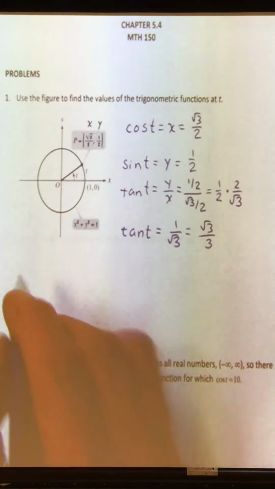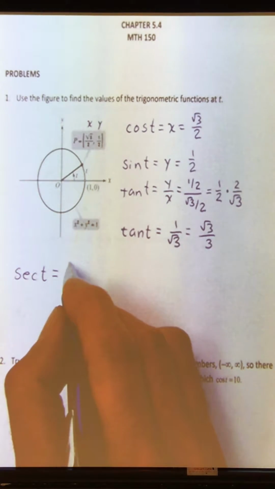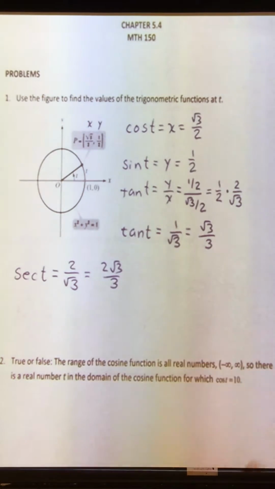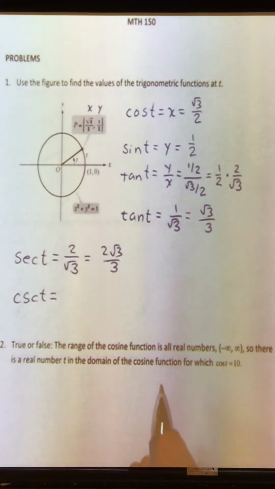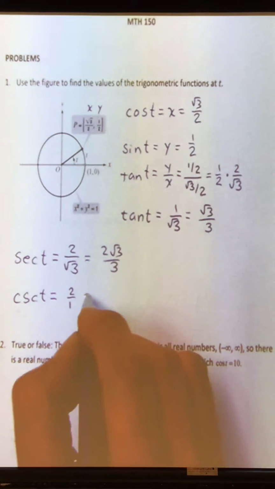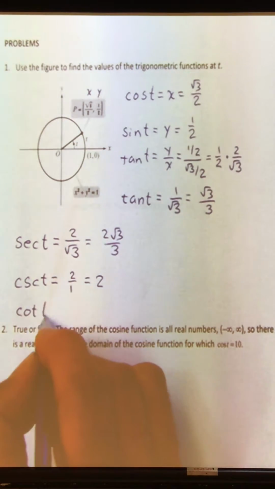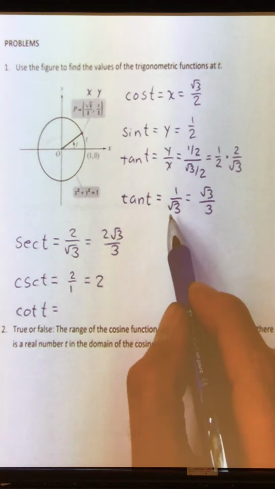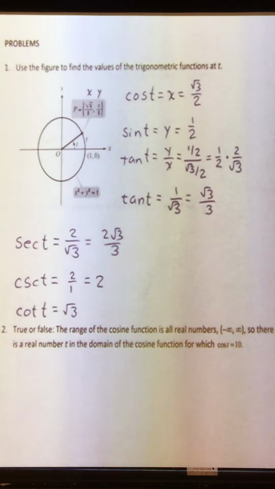Once you get those, you get the other 3 for free. So the secant of t is the reciprocal of the cosine, so that'll be 2/√3. Rationalized, 2√3/3. The cosecant of t is the reciprocal of the y, or the sine, so that's the reciprocal of 1/2, or 2/1, or 2. And the cotangent of angle t is the reciprocal of the tangent. Reciprocate this one so you don't have to re-rationalize. And we get simply √3. And those are the 6 trig values of angle t.